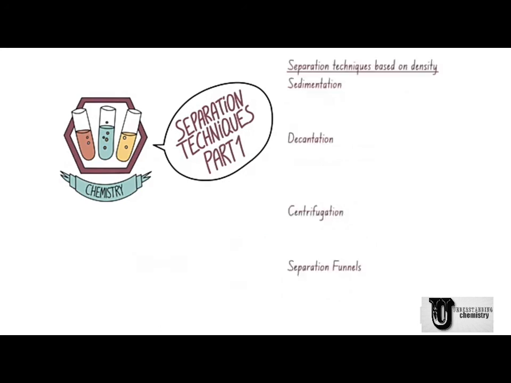Separation techniques that rely upon differences in density include sedimentation, decantation, centrifugation, and separation funnels. In each of these techniques, the more dense substance sinks to the bottom of the container, while the less dense substance remains at the top.